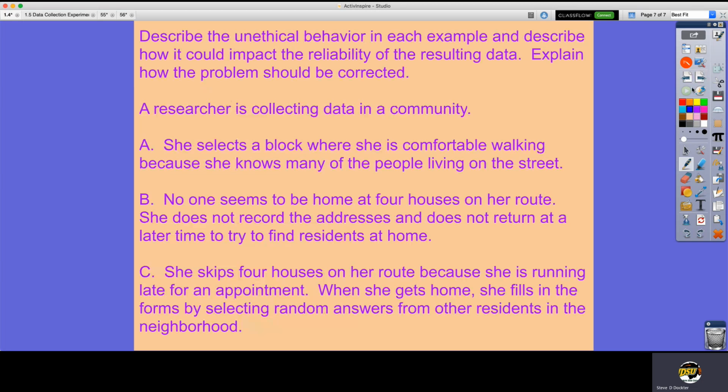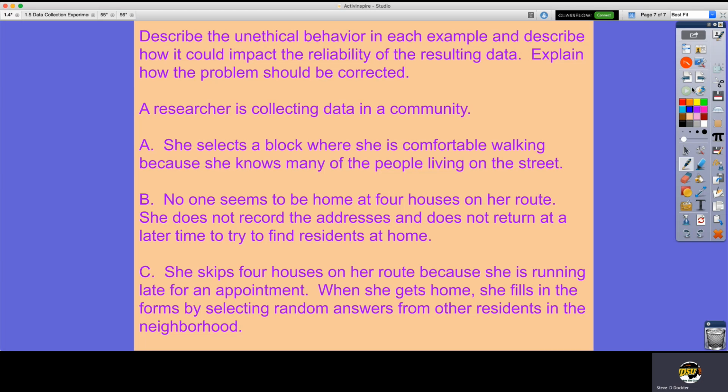Last one here. All right. So what we need to do is come up with the unethical behavior in each one of these examples and describe how it could impact the reliability of the data.